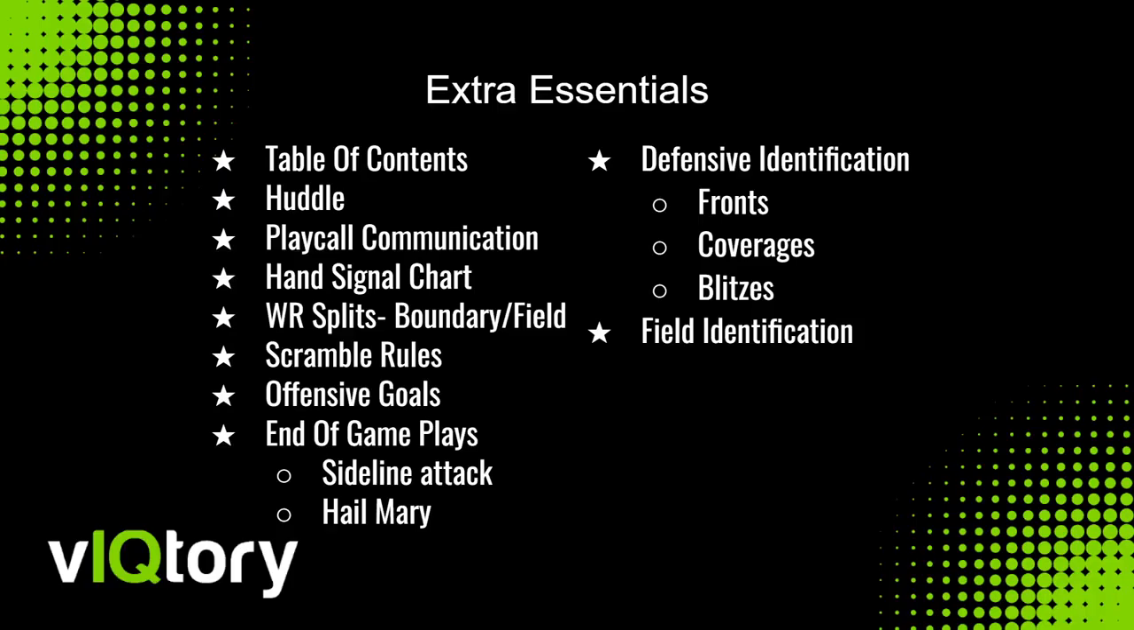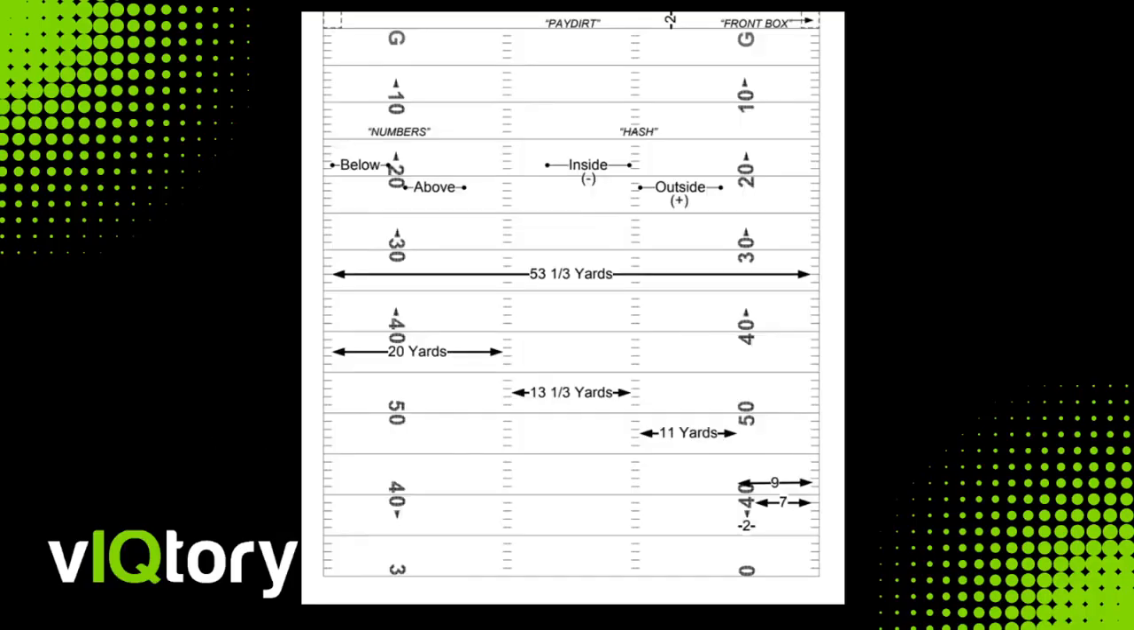Field identification. It's good to know the basic yardage and the verbiage of the field itself. Whether you're telling someone to get to the top of the numbers, the bottom of the numbers, outside the hash, aiming for the front pylon, it's always good to have a visual breakdown of the field to truly make sure you know where you are.